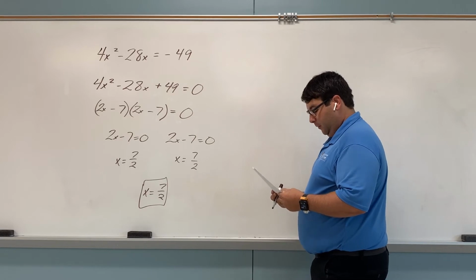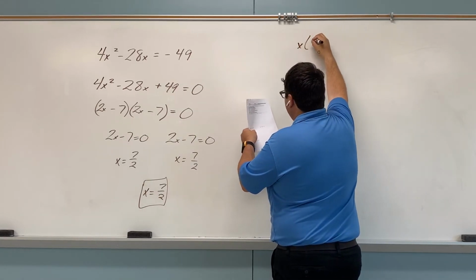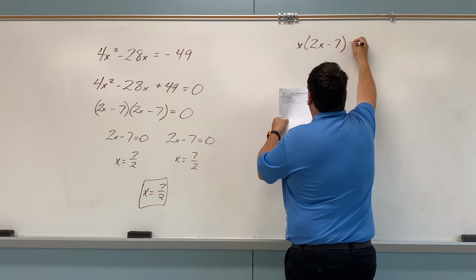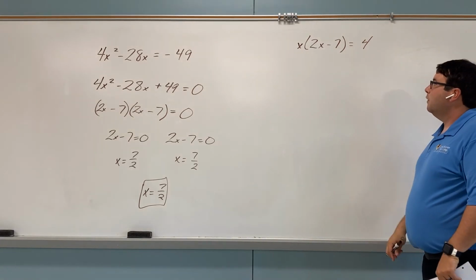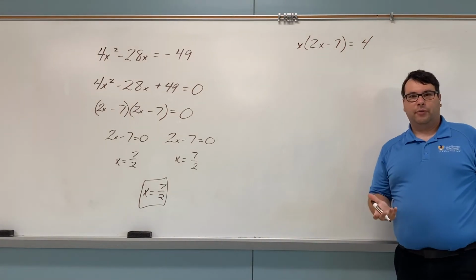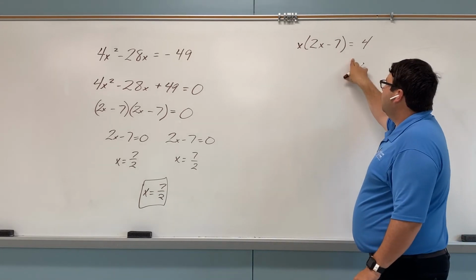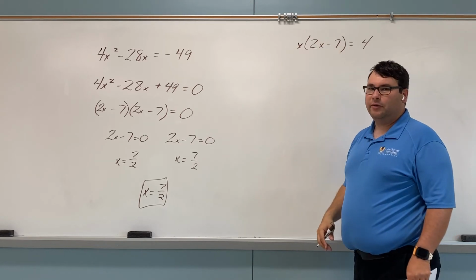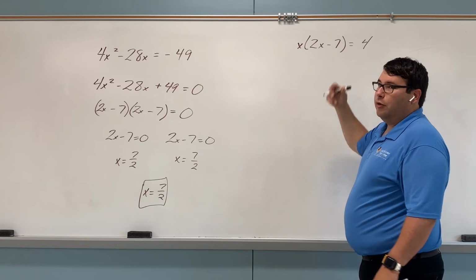That was example 3. We're on example number 4. So I have x times the quantity of 2x minus 7 is equal to 4. First things first, am I equal to 0? No. So I do need to move this 4 over, but this side, there's work to be done. So let's go ahead and multiply this and then move that 4 over.